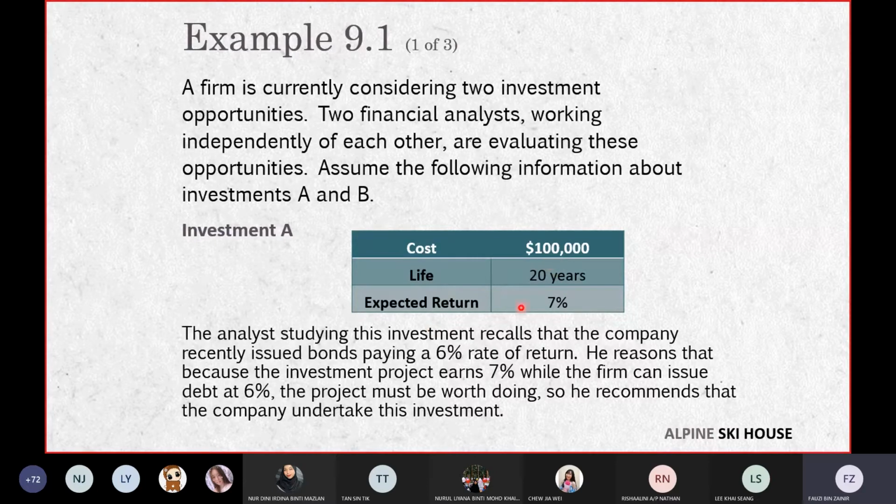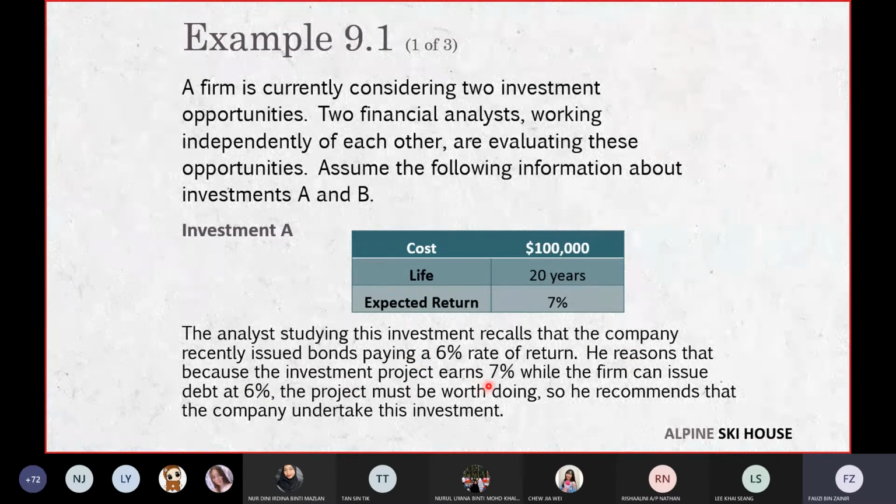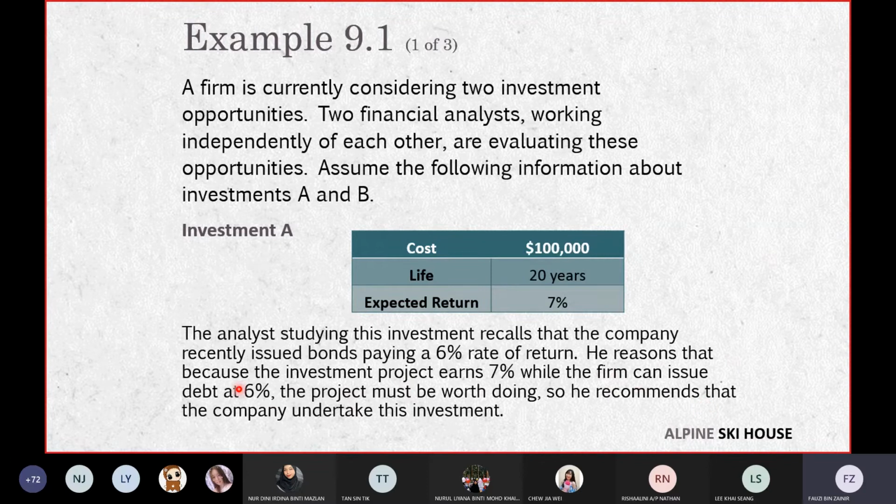So the return from this investment is 7%. The analyst studying this investment recalls that the company recently issued bonds paying a 6% rate of return. He reasons that because the investment project earns 7% while the firm can issue bonds at 6%, the project must be worth doing. So he recommends that the company undertakes the investment.